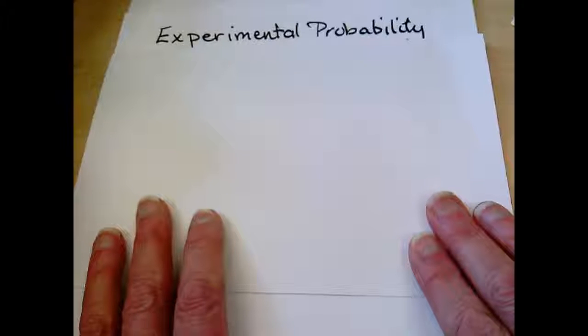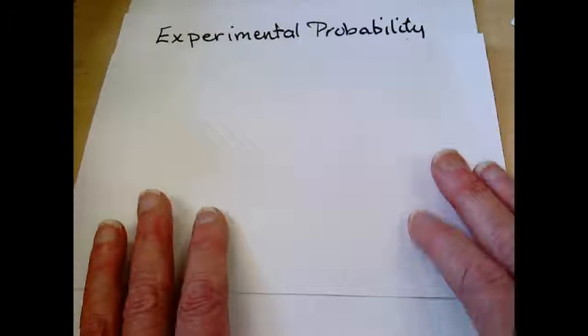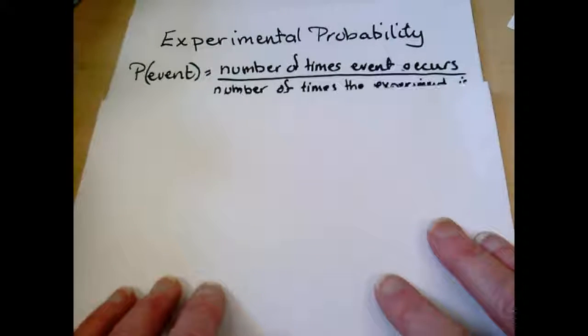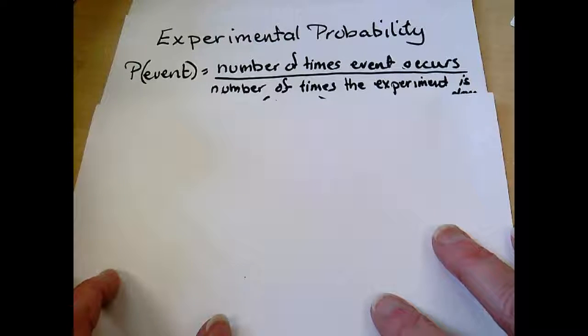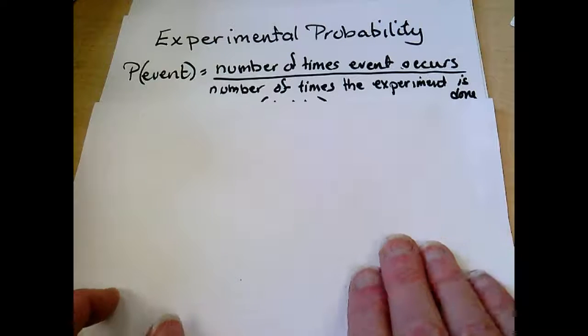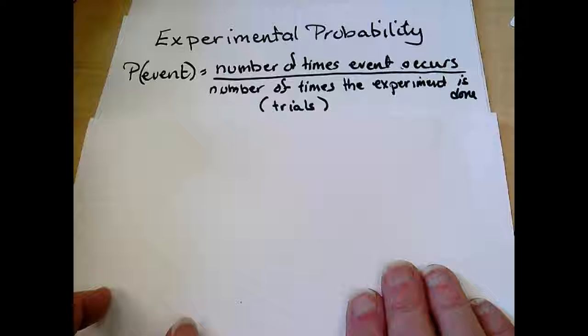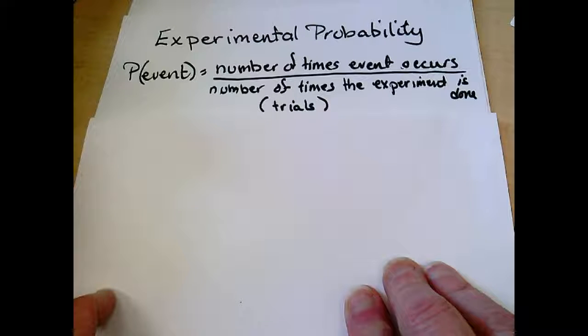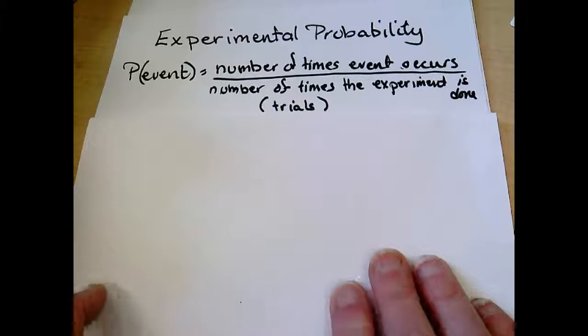The last concept in 13-1 is your experimental probability. So it is the probability of your event is equal to the number of times the event occurs divided by the number of times the experiment is done. In other words, your trials.